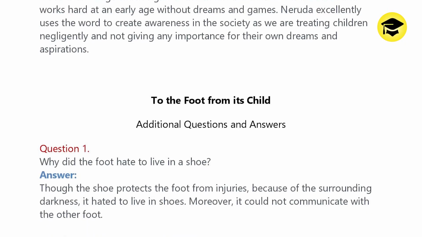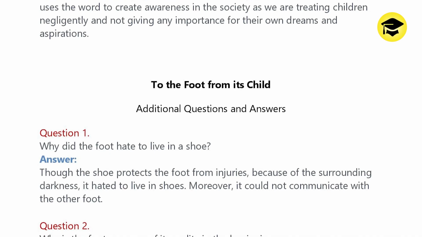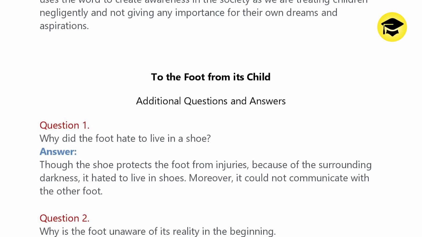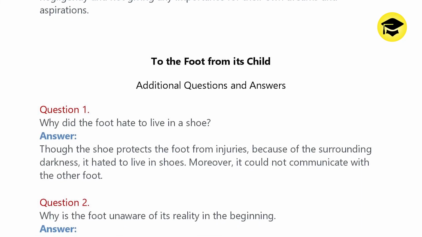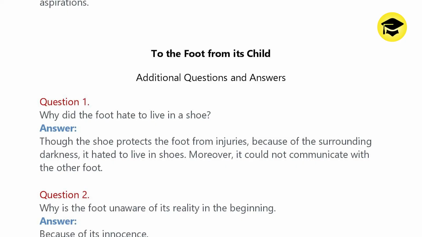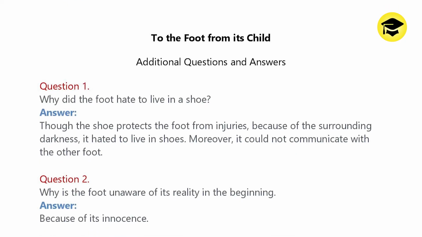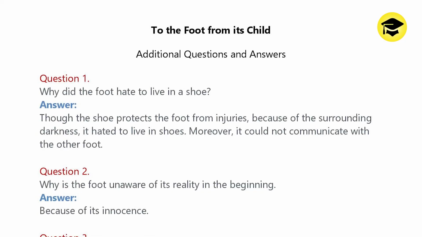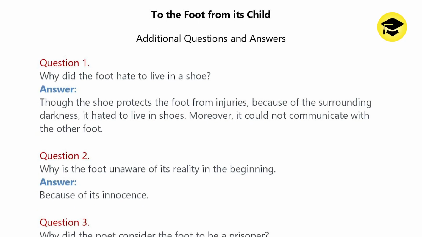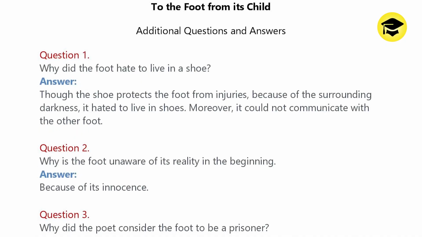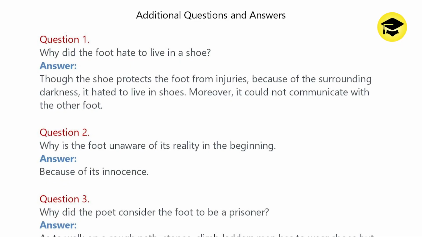To the Foot from Its Child, additional questions and answers. Question 1. Why did the foot hate to live in a shoe? Answer. Though the shoe protects the foot from injuries, because of the surrounding darkness, it hated to live in shoes. Moreover, it could not communicate with the other foot. Question 2. Why is the foot unaware of its reality in the beginning? Answer. Because of its innocence.